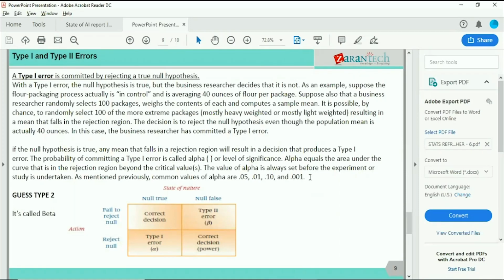Let me give you one more example of type 1 errors in our daily life. Suppose a doctor is looking at a patient. He actually has cancer, but due to some wrong diagnosis, the doctor says that no, there is no cancer in this body. He committed a type 1 error. Okay.